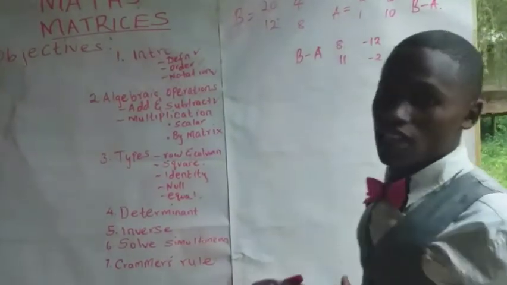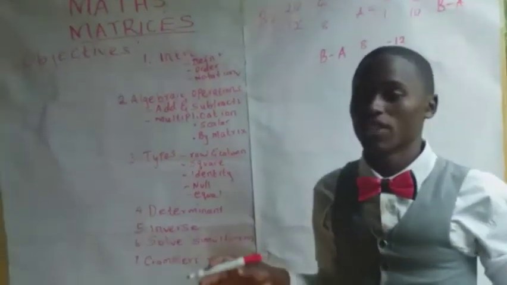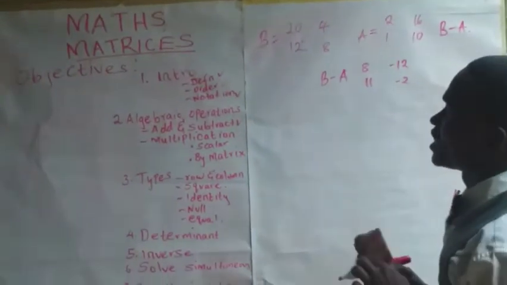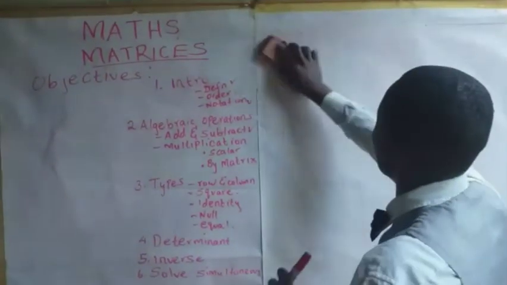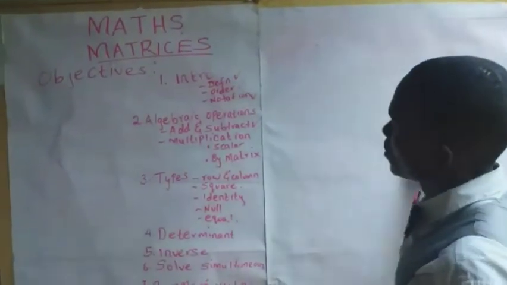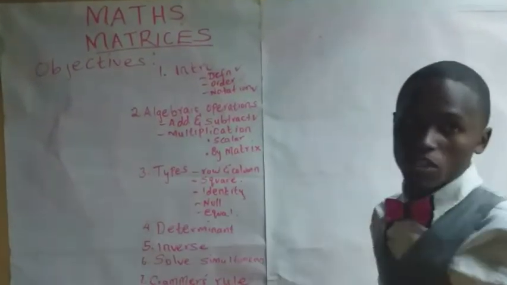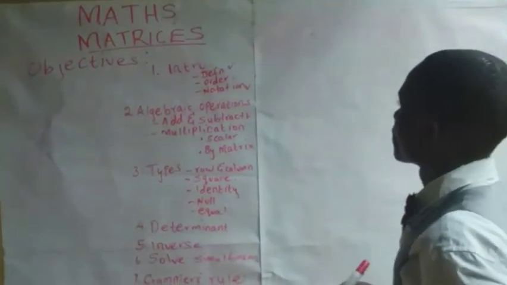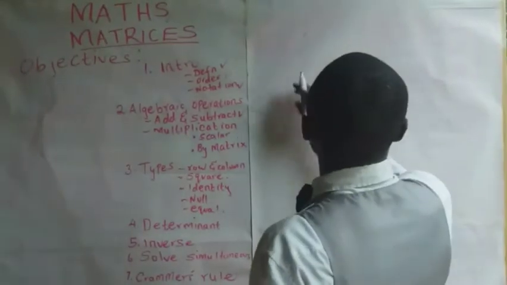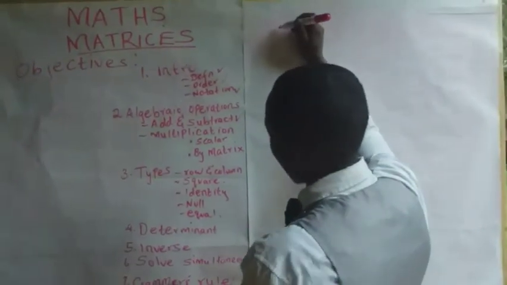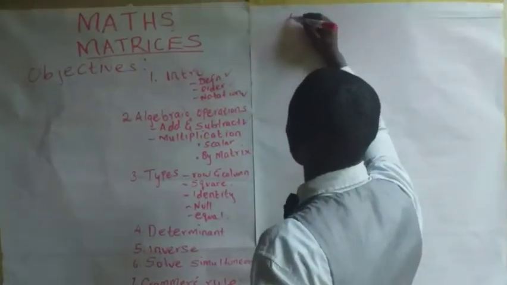Addition and subtraction of matrices are very well correlated. Just the way you add, you can subtract that way. So we're done with that. Let's go to multiplication of matrices.